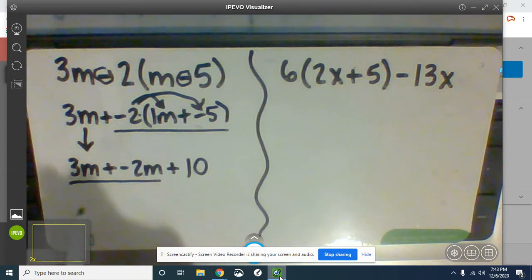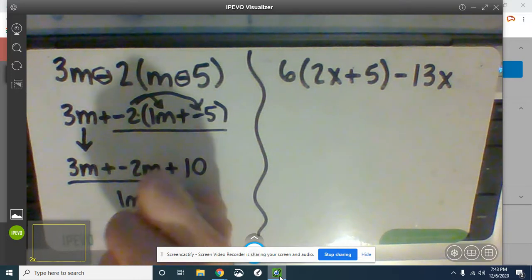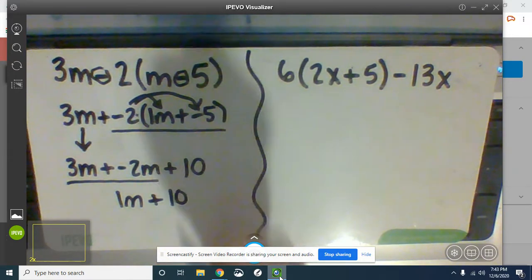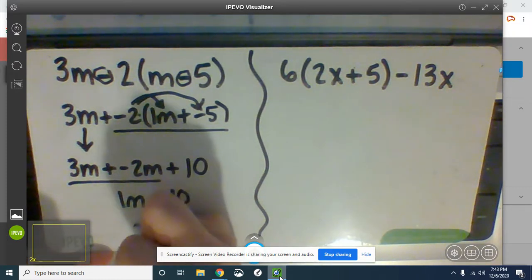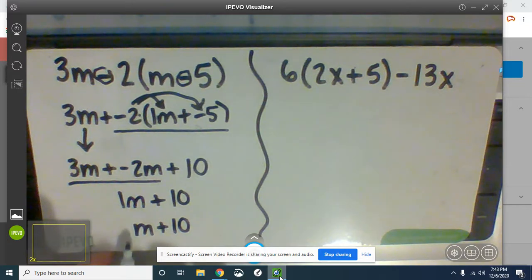And since there's no parentheses and it's all addition, that means we can go ahead and start combining those like terms. So 3m plus -2m, 3 plus -2, different signs subtract, more positives. So we can write that as a 1m plus 10 doesn't have anything to combine with, so it's going to stay 10. You could also simplify this further by writing it as m plus 10, since we know that there's an assumed 1 in front of a variable if it does not have a coefficient.